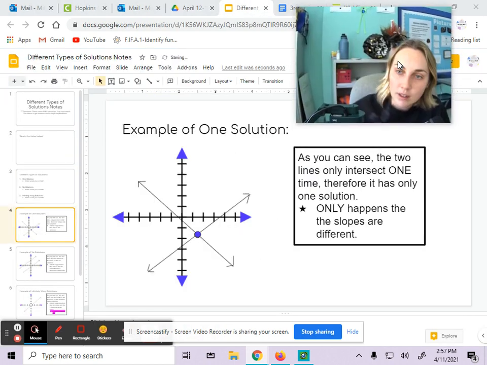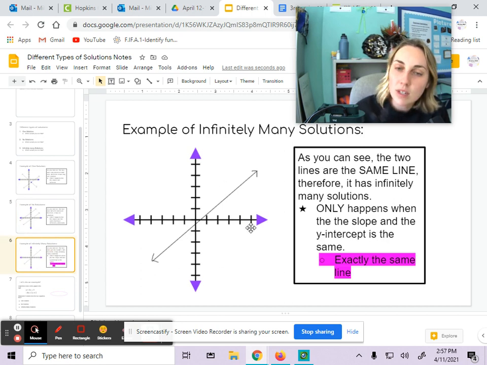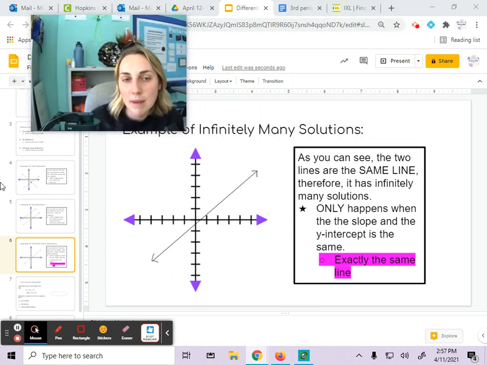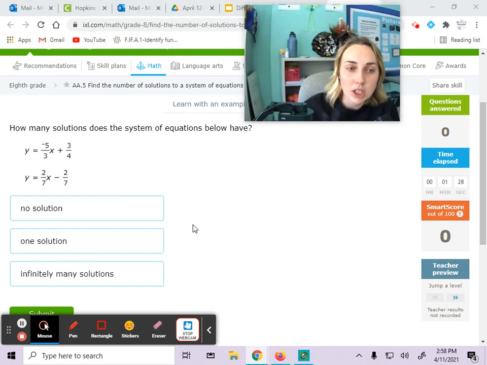Remember, for it to have one solution, this only happens when the slopes are different. No solutions, remember, means you're going to have the same slope but different y-intercepts. So these are going to be lines that are parallel to each other, and they're going to move on for the rest of eternity. And infinitely many solutions is literally the exact same line. So I'm going to have these out to refer to sometimes, and I'm going to do some examples, and y'all should be good to go.